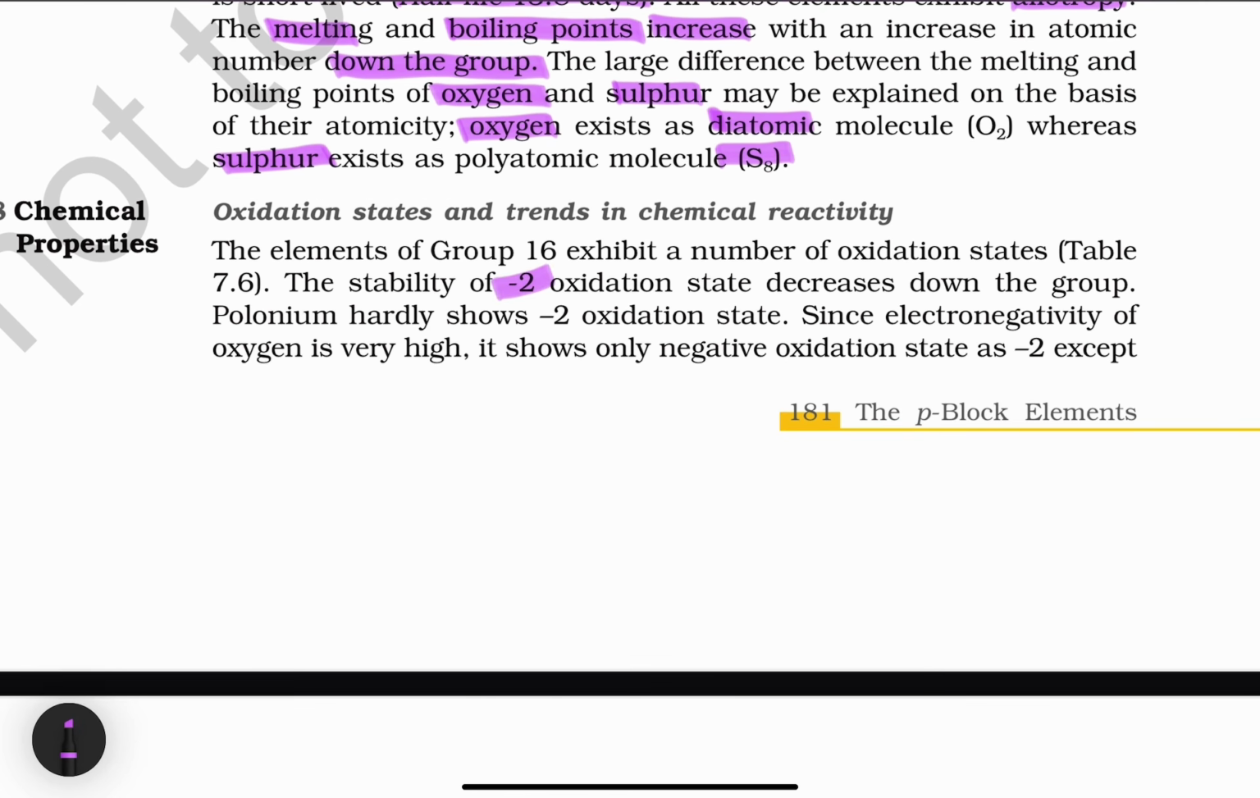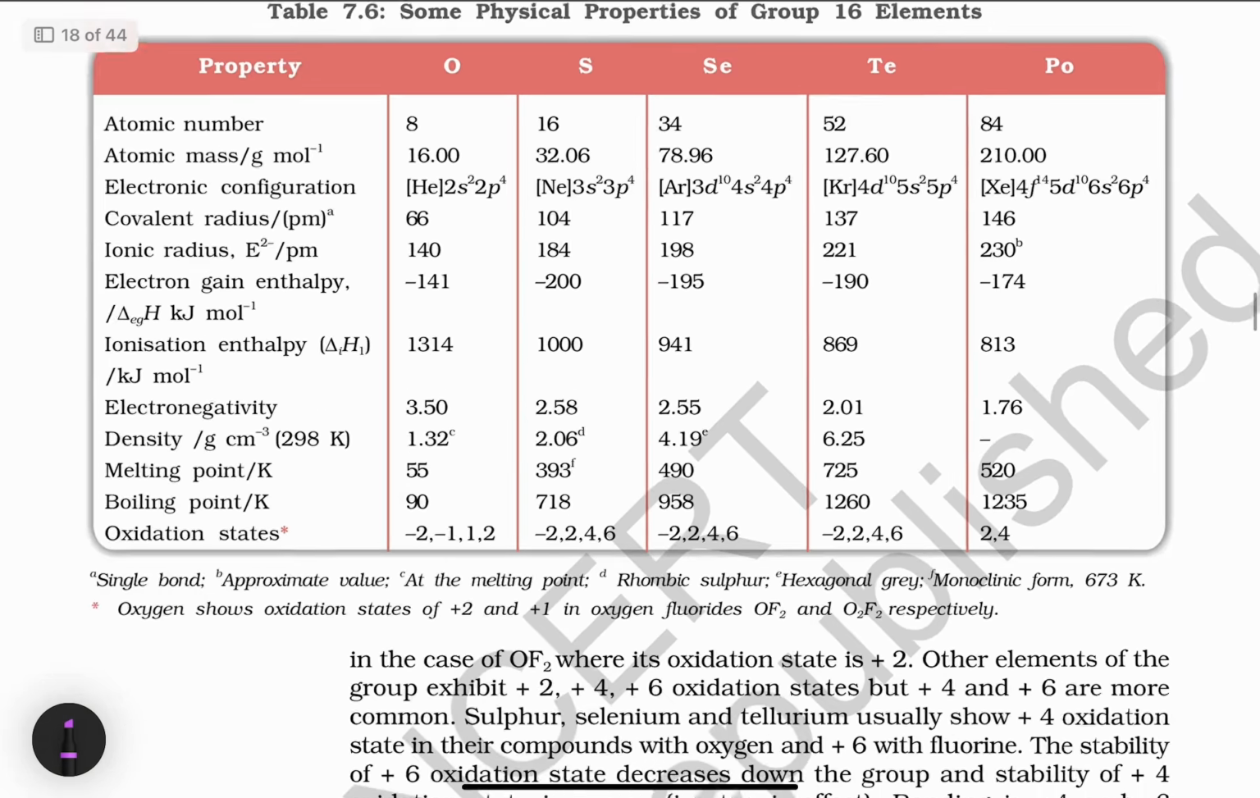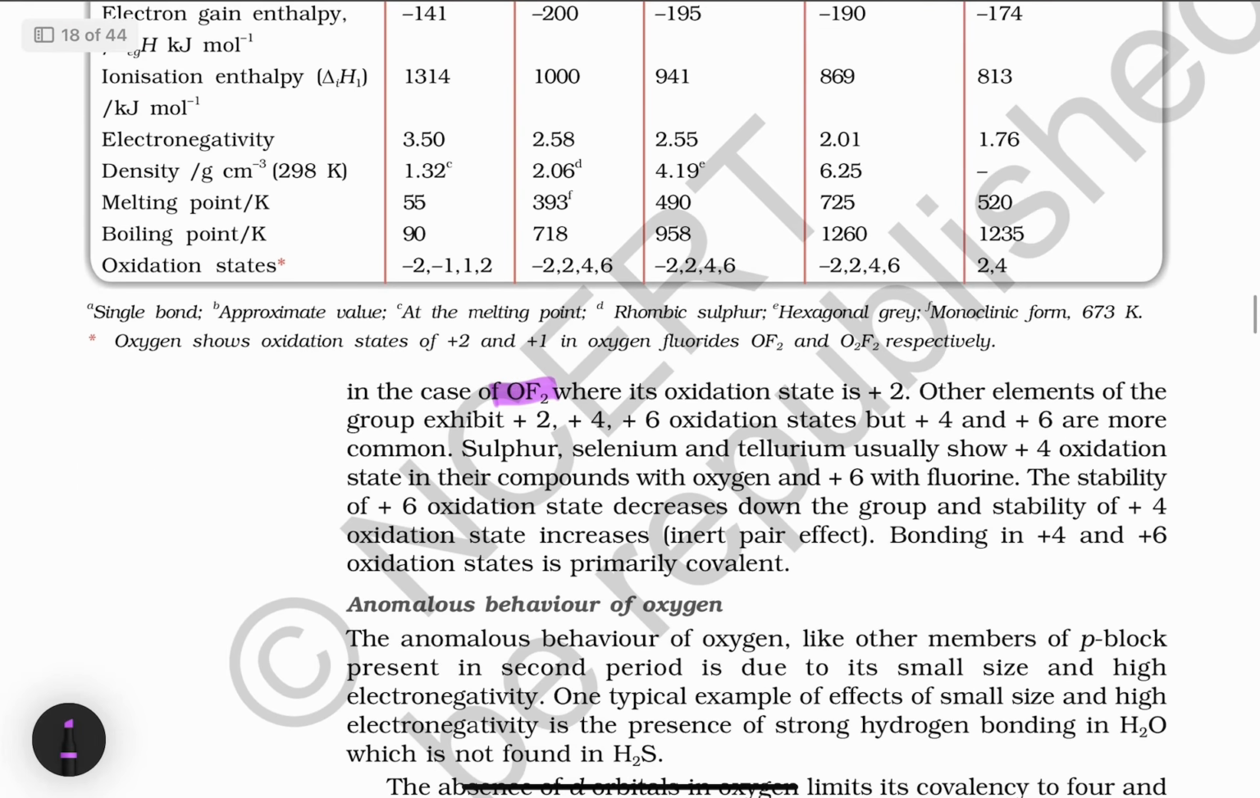Oxidation states: the general oxidation state is -2 because of 2 electrons needed, and the -2 oxidation state decreases down the group. Polonium hardly shows it. Oxygen shows generally -2 oxidation state. Some exceptions are there, such as OF2, where it is +2. Other elements show +2, +4, +6, but +4 and +6 are more common. The stability of the +6 oxidation state decreases down the group, and +4 increases. Inert pair effect can be noticed in this group also.